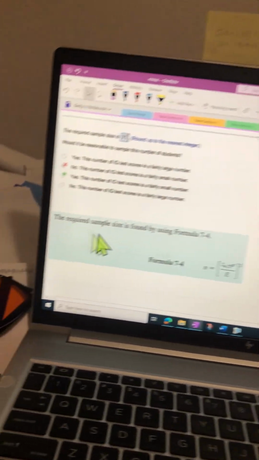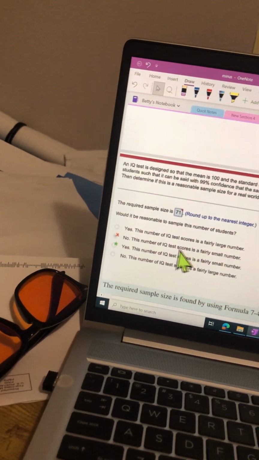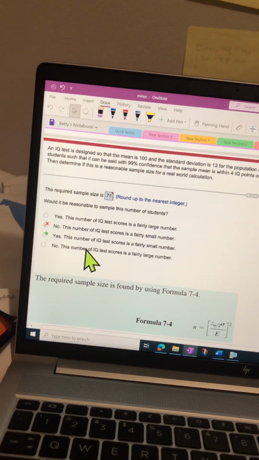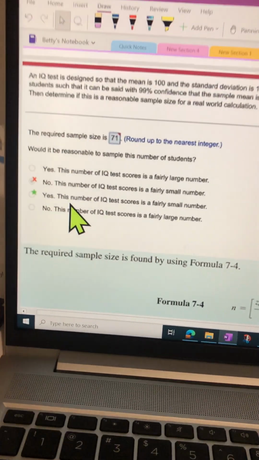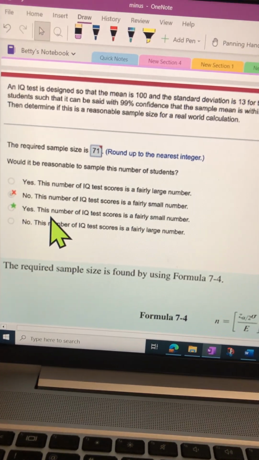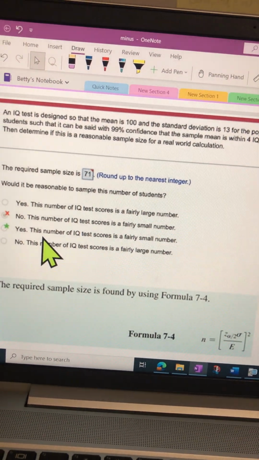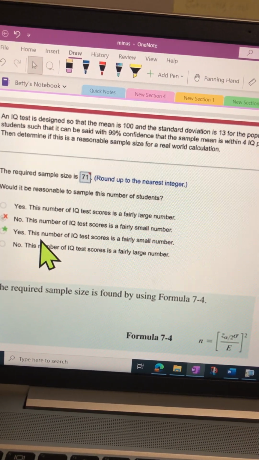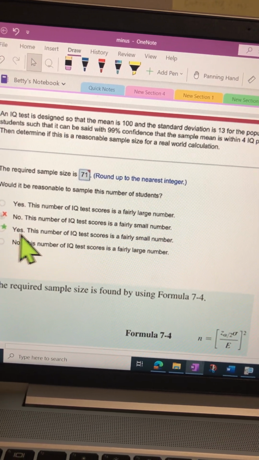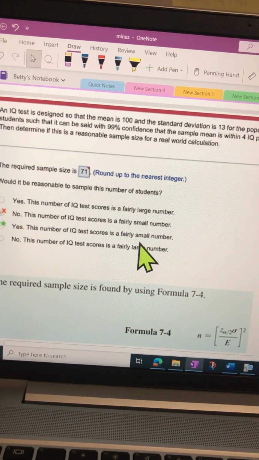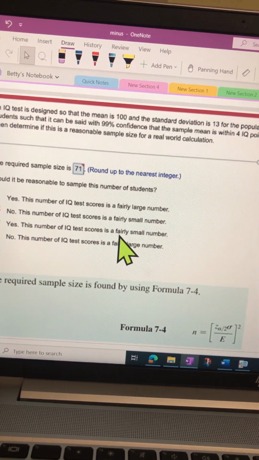For the second part of this problem, the reason the number is reasonable is because it's doable. It is easy to handle. It's not like millions or a very large number, which would not be practical. So that's the reason the answer is yes, the number is reasonable. It is fairly small.